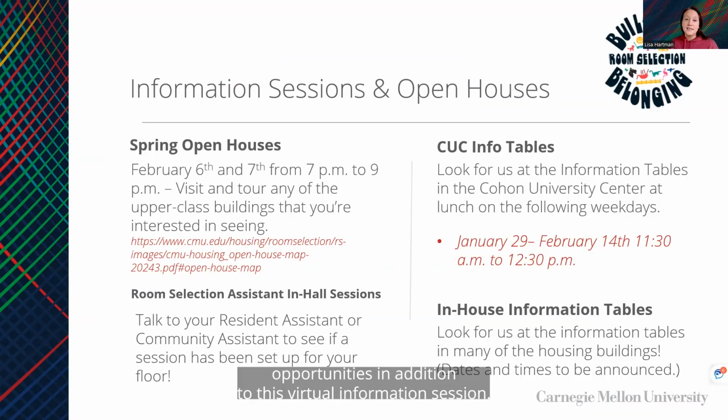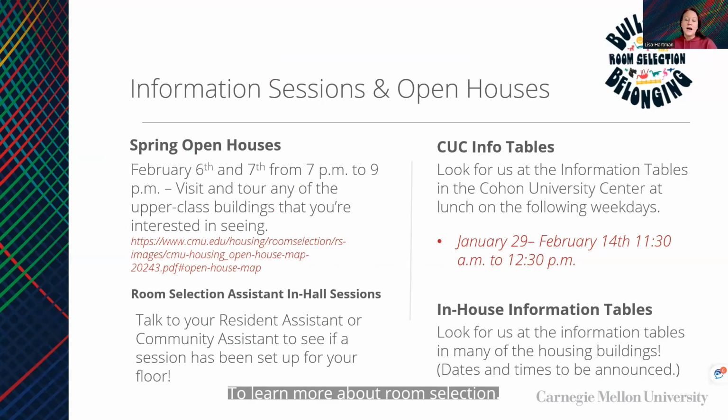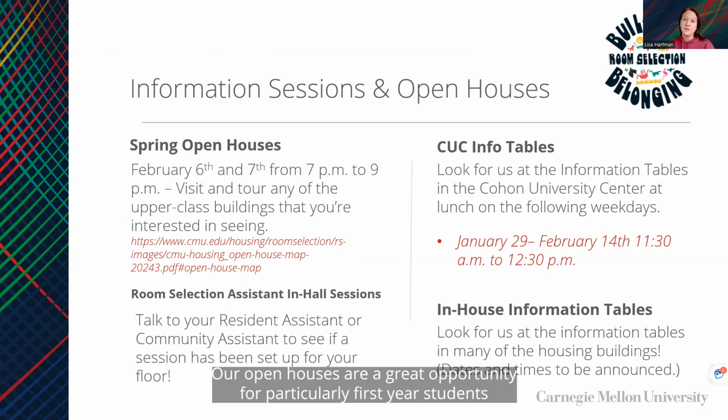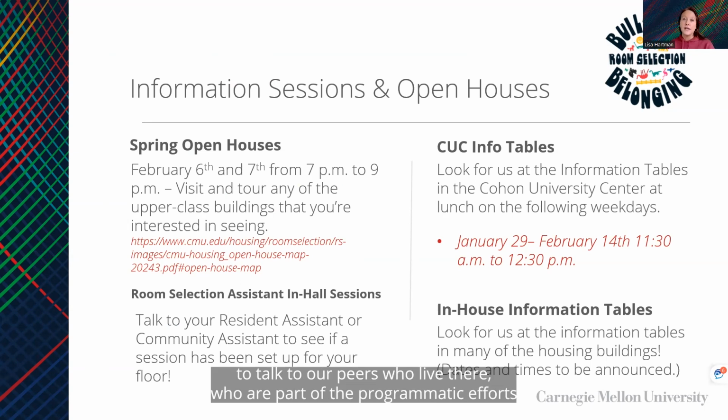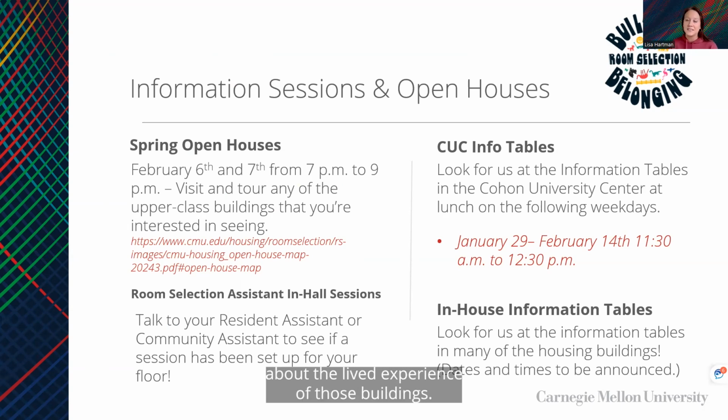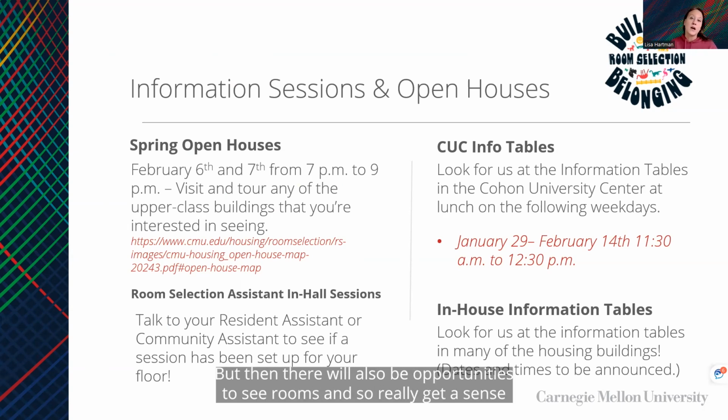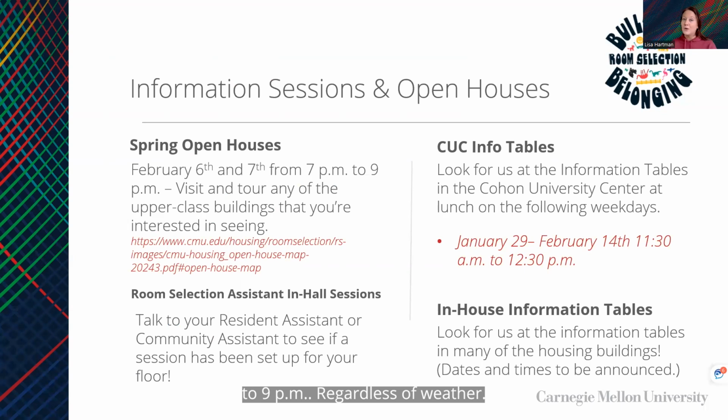There are other opportunities in addition to this virtual information session to learn more about room selection. Our open houses are a great opportunity for particularly first-year students who may not be familiar with the upper class buildings to see those buildings in person, to talk to RAs who live there, who are part of the programmatic efforts in those buildings and can talk a little bit about the lived experience of those buildings. But then there will also be opportunities to see rooms. And so really get a sense of what those spaces are like and what it might be like to live there. Those open houses are happening on February 6th and 7th from 7 p.m. to 9 p.m.